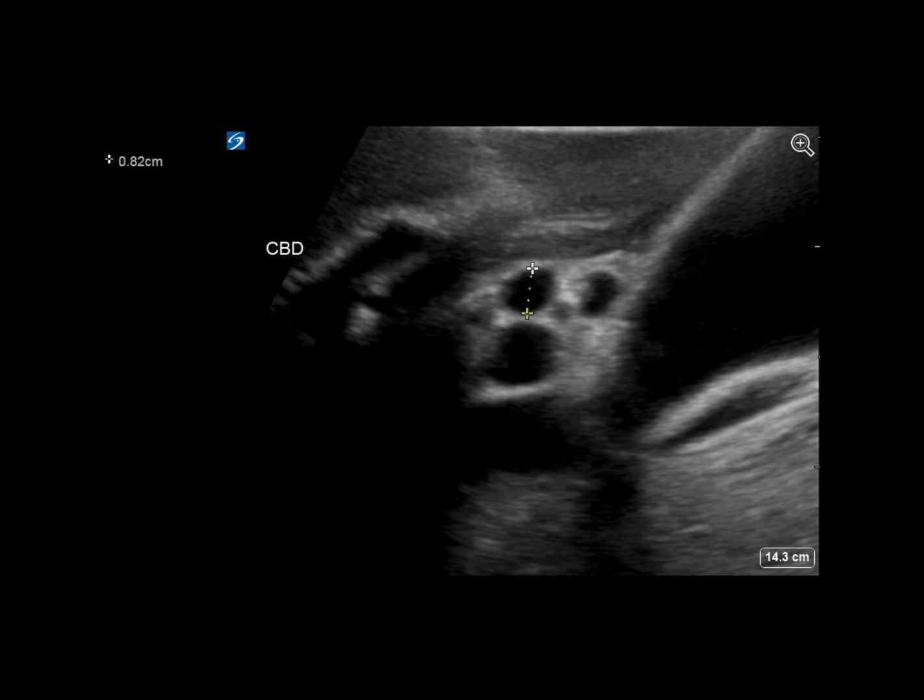And it would depend on your suspicion and the clinical picture. Even if you didn't see the stone in the common bile duct, which we typically won't, this would be concerning for choledochal lithiasis, and they should have further imaging through an ERCP or an MRCP typically.